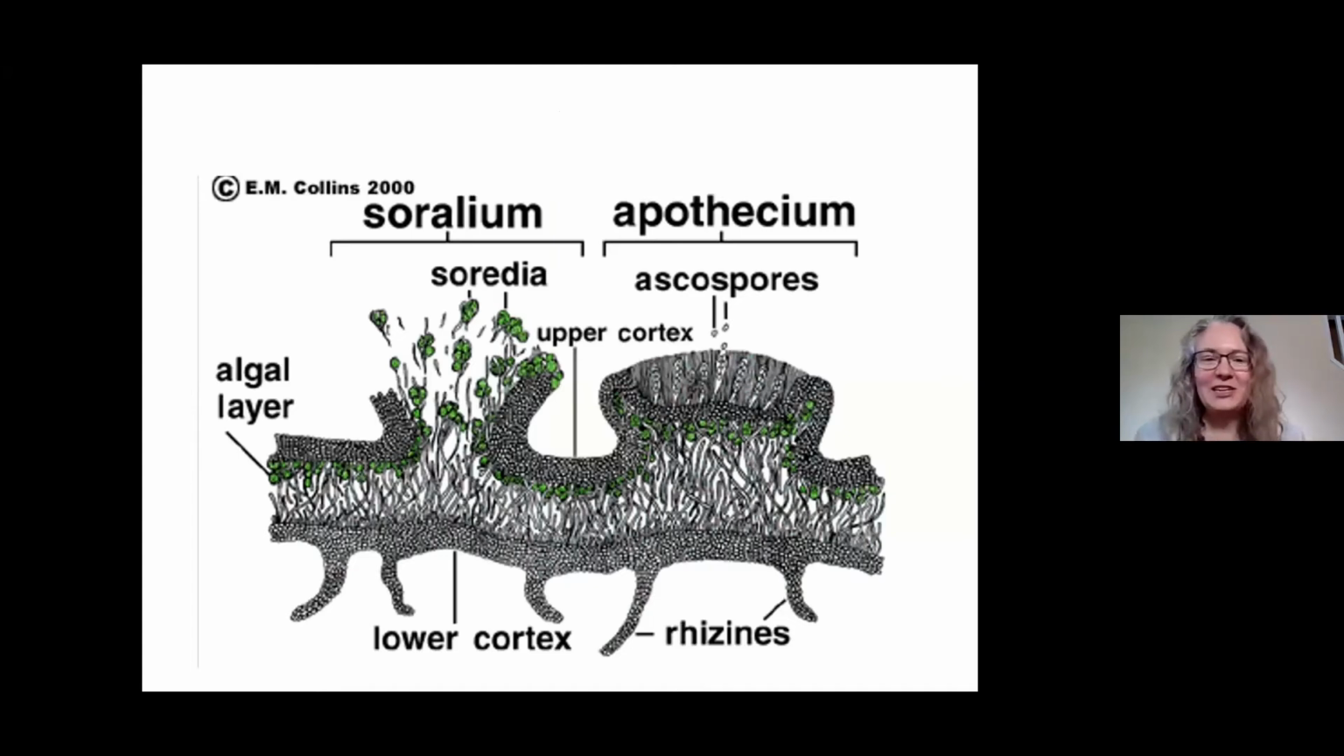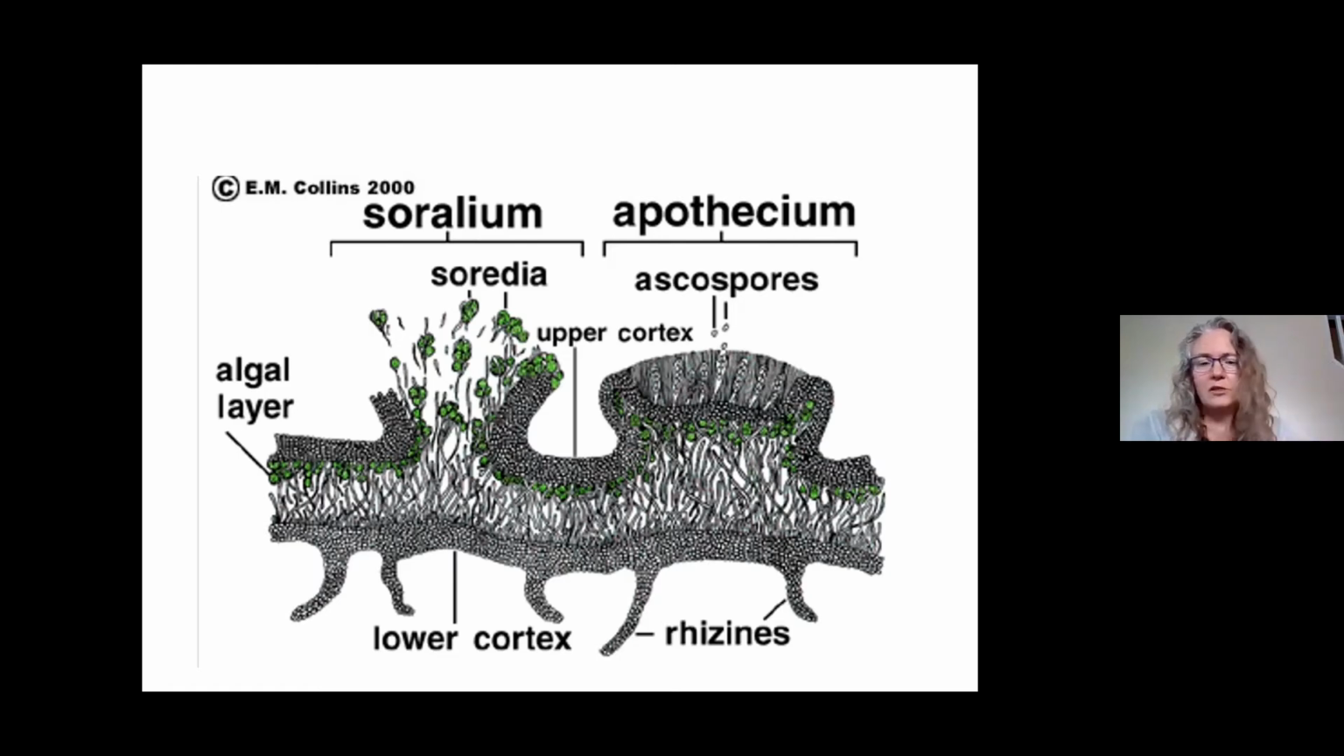The last thing we need to know are about the asexual and the sexual structures. I like this slide because all the information is on one page. It is a little complicated though. So we're going to split it and we're going to look at the left-hand side first, and then we're going to look at the right-hand side. The left-hand side is showing what happens with asexual reproduction.